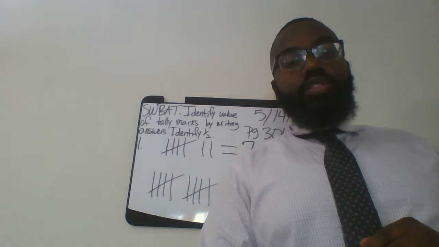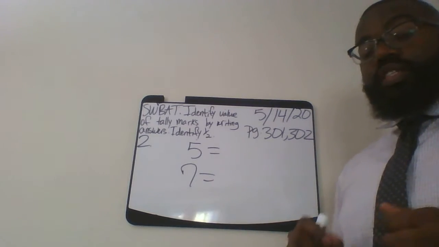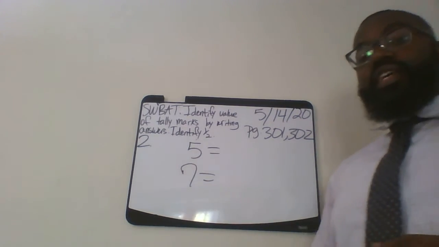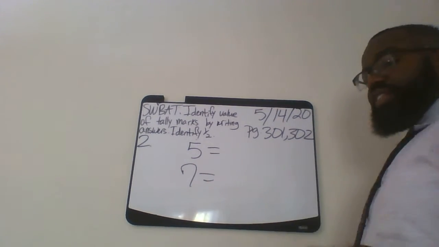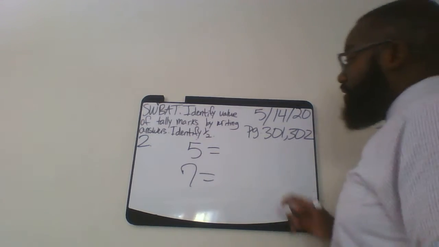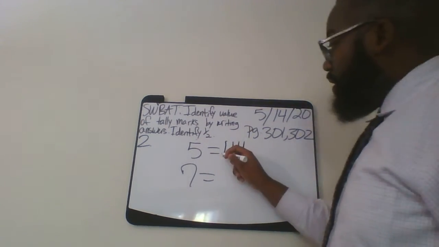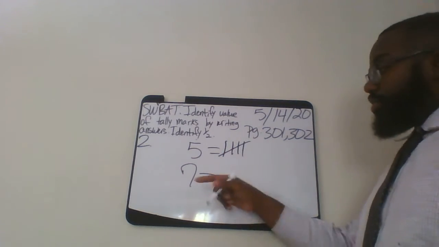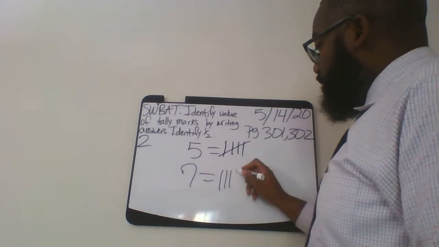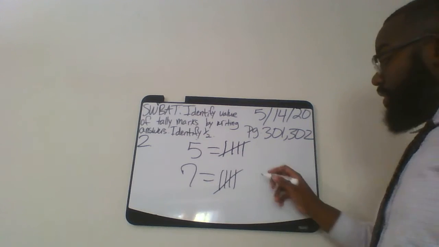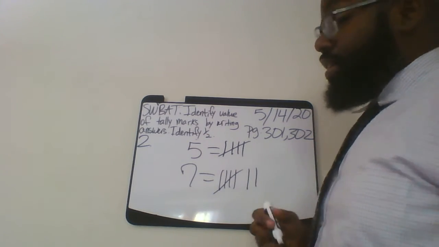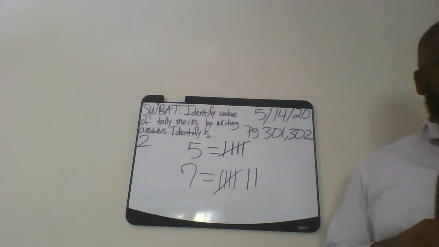Let's move on to number two. Number two wants us to draw these numbers in tally marks. It's very similar to what we just worked on. Let's look at 5. 1, 2, 3, 4. That's 4. Slash right there. That's 5. And this one was 7. 1, 2, 3, 4, 5, 6, 7. So that's how you solve the problem for number two.